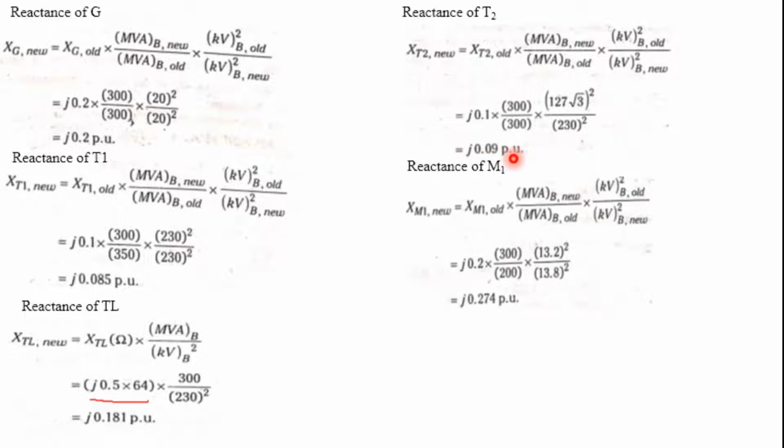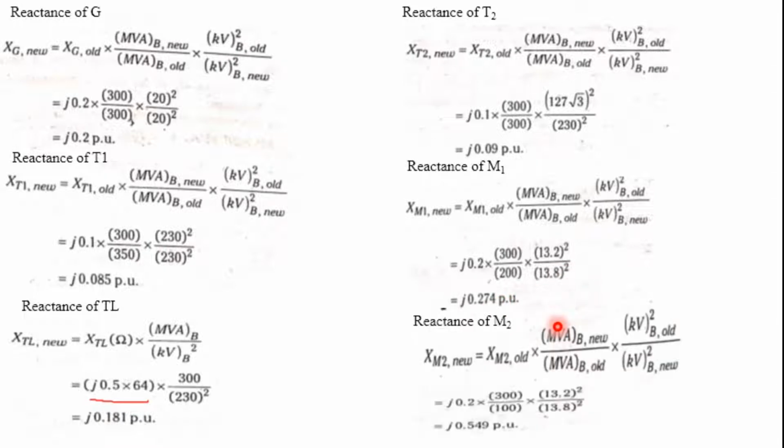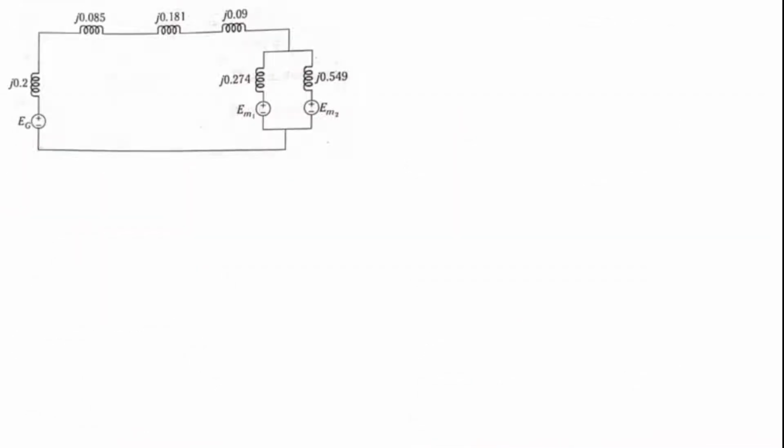Similarly for motor M1, same formula, 0.2, new MVA is 300 by old MVA. Here you have to see the voltage value they have mentioned in the numerical, 13.2. By calculating this, the base voltage is 13.8, we get 0.274. Similarly for motor 2, we have 0.2 into 300 by 100, 13.2 by 13.8 square of this value, we get 0.549.